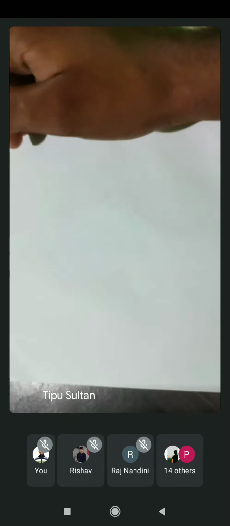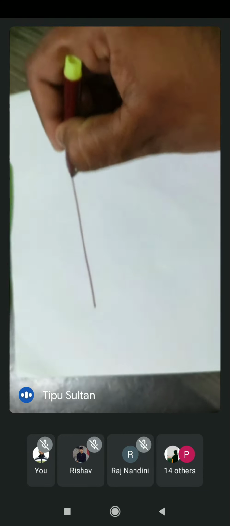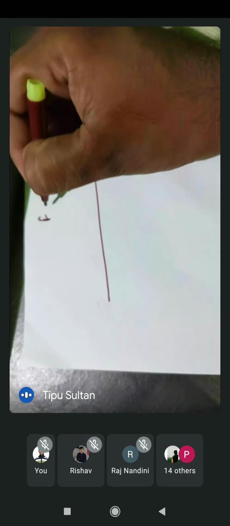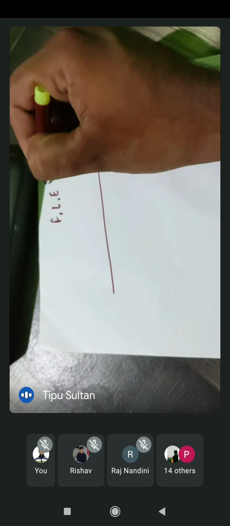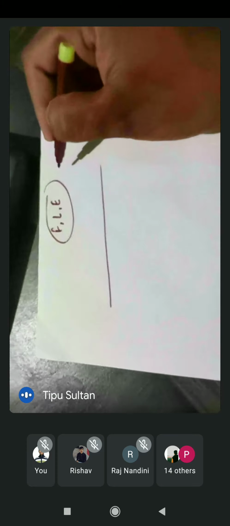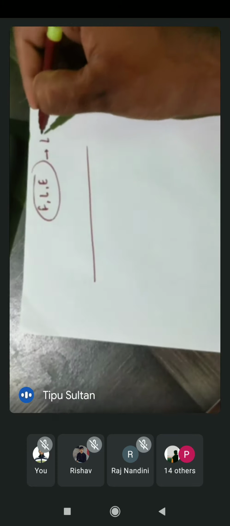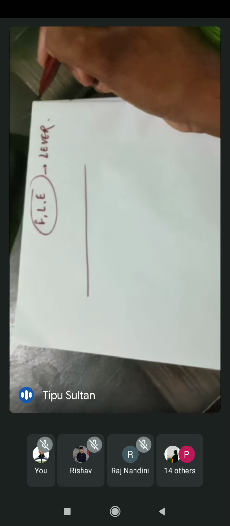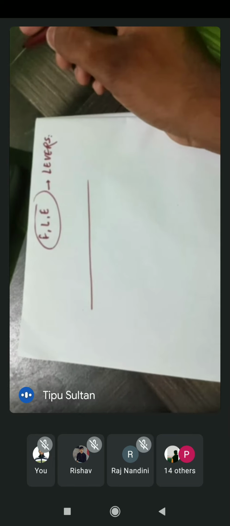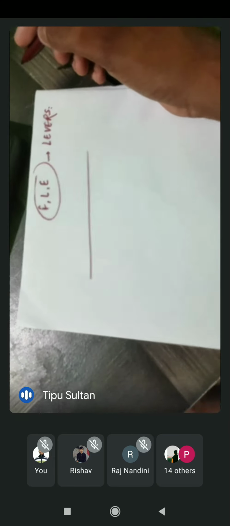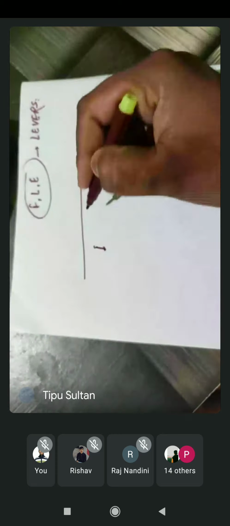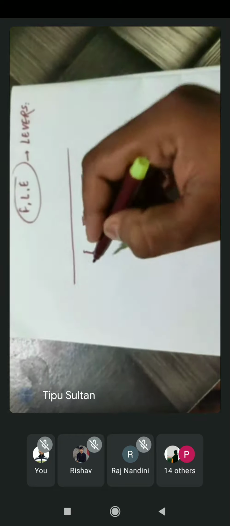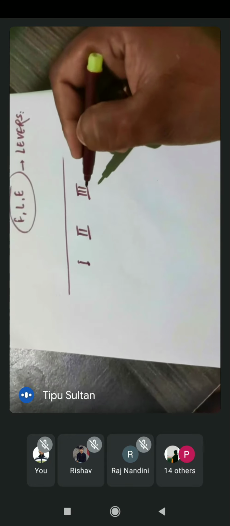Last day I told you and I drew a structure of lever. So I told you fulcrum, load and effort are the main parts of a lever. There are three types of lever: class 1, class 2 and class 3. Lever of class 1, lever of class 2, levers of class 3.